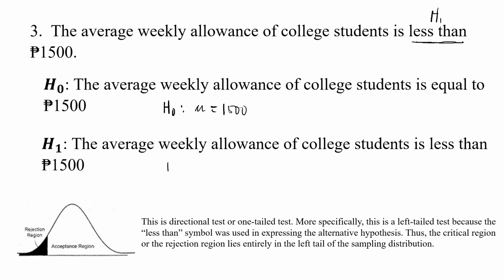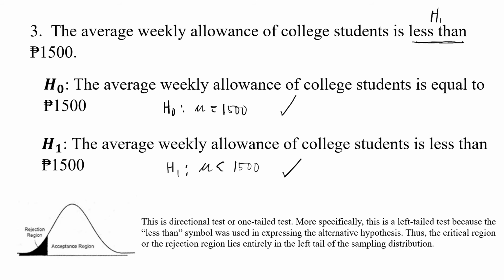Okay, next is the alternative hypothesis. Okay, so yung gagamitin naman natin the sign is less than. So yun yung sabi dito sa ating given. Okay, so mean is less than 1,500. So, meron na tayong null and alternative hypothesis.